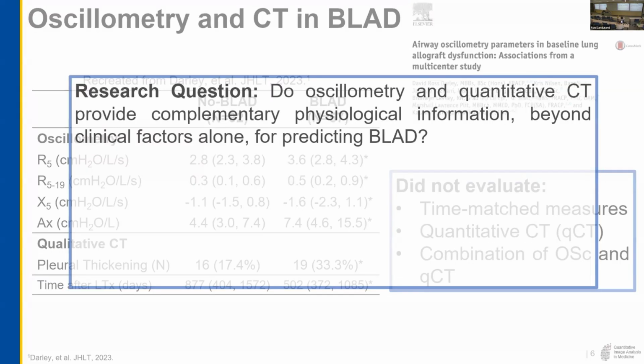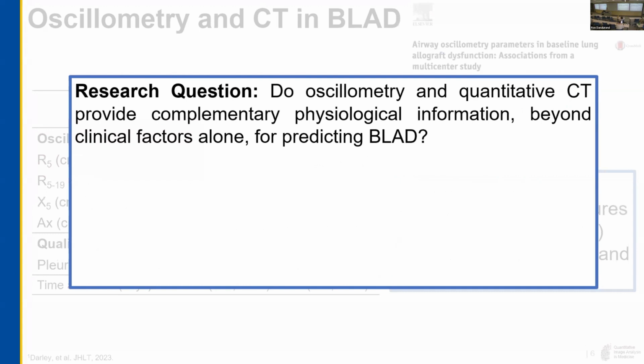So that, of course, led us to a research question, which was: do our functional oscillometry data that we can collect and our structural QCT data provide complementary physiological information, beyond the clinical risk factors that we talked about earlier, for understanding and predicting who will develop BLAD?